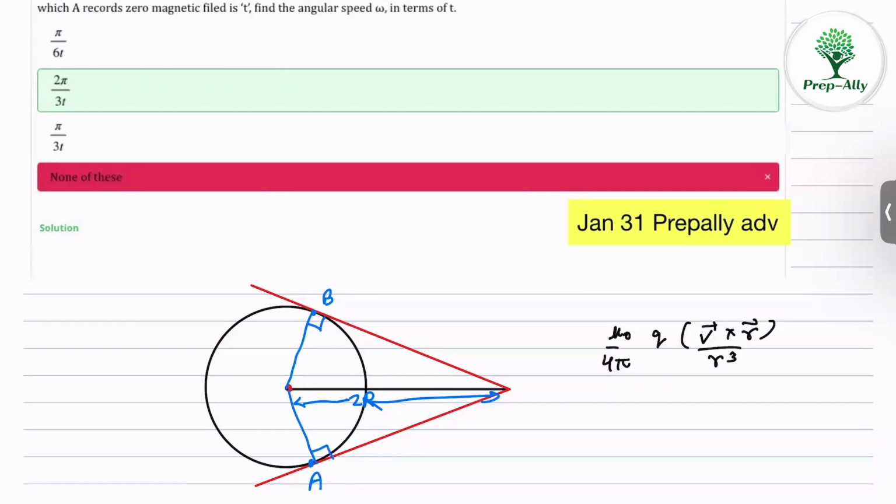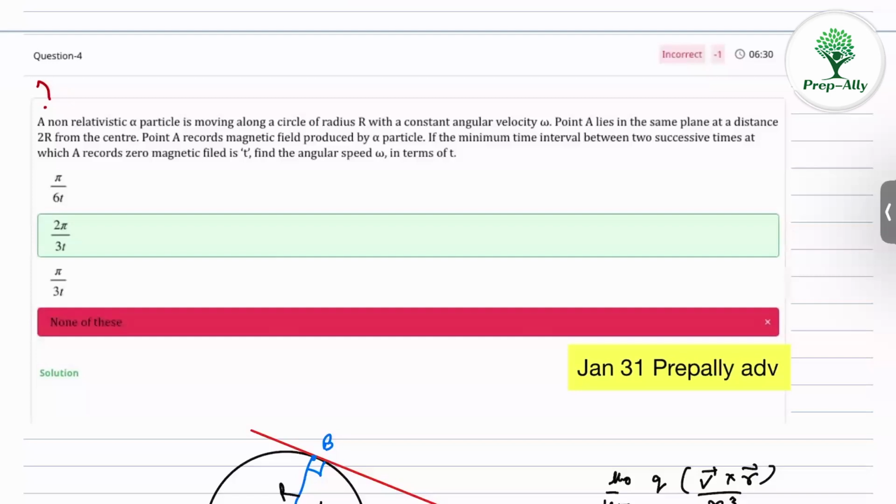Okay. And how much is this angle? Sir, pi by 3. Pi by 3. So what is the time to go from one point to the other point? 2 pi by 3 omega. 2 pi by 3 omega is equal to t. So omega is 2 pi by 3t.